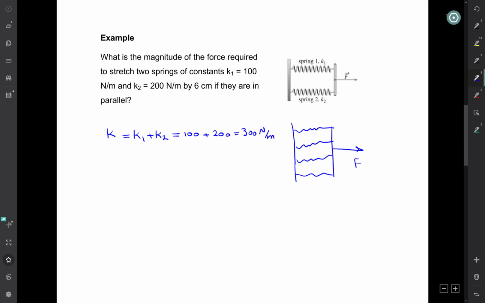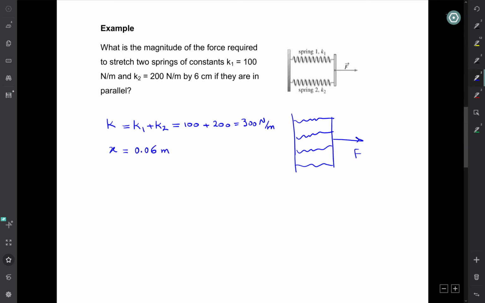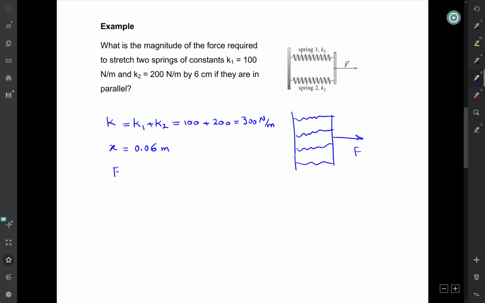Good. The displacement is also provided. They're giving us a displacement, which is x, and it is 6 centimeters. Converting it to meters would give me 0.06 meters. And they're asking for the force.